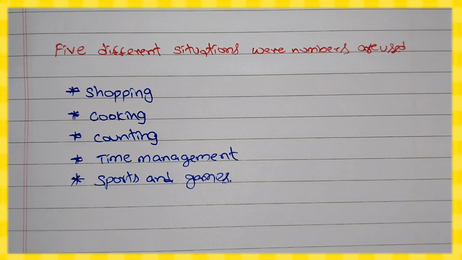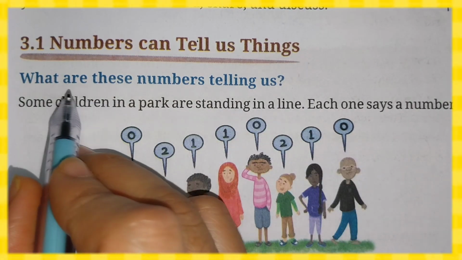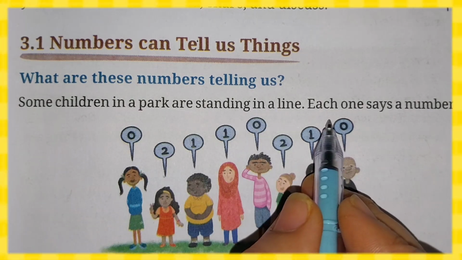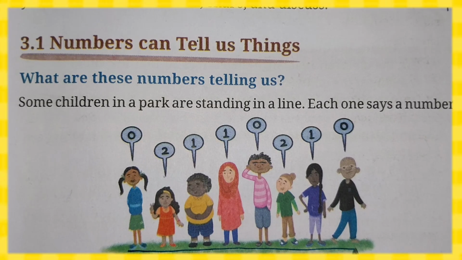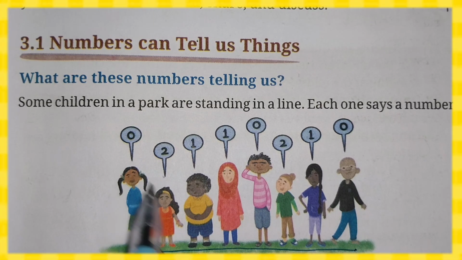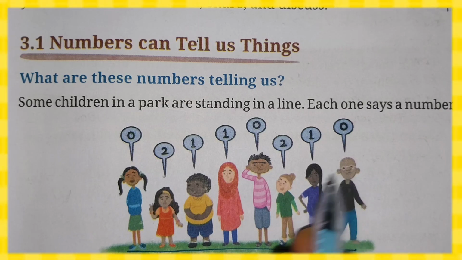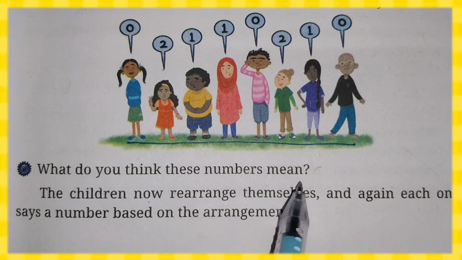The next one is 3.1. Numbers can tell us things. What are these numbers telling us? Some children are standing in a line and saying a number. Can you see? Each student is saying a number and the number is written above them. What does this number mean? Now observe carefully and think about what it could be. If you get the answer, that's great. Otherwise, we'll see further. What do you think these numbers mean?